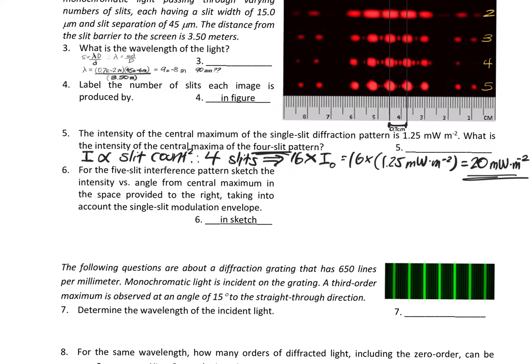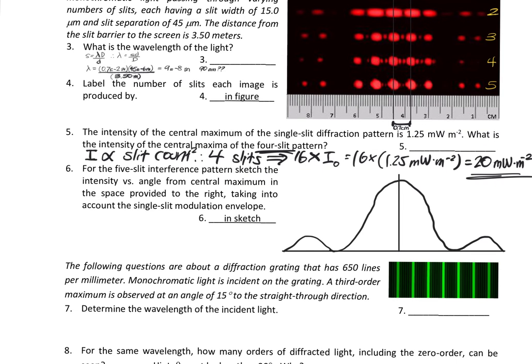Let's proceed. So 5-slit interference pattern, sketch the intensity versus angle from central maximum in the space provided, taking into account the single slit modulation envelope. Why the 5-slit? That's kind of annoying, but so there's the single slit modulation envelope, and then we have 5 maxima in the middle and 2 on the outside. They used red, so shall I.